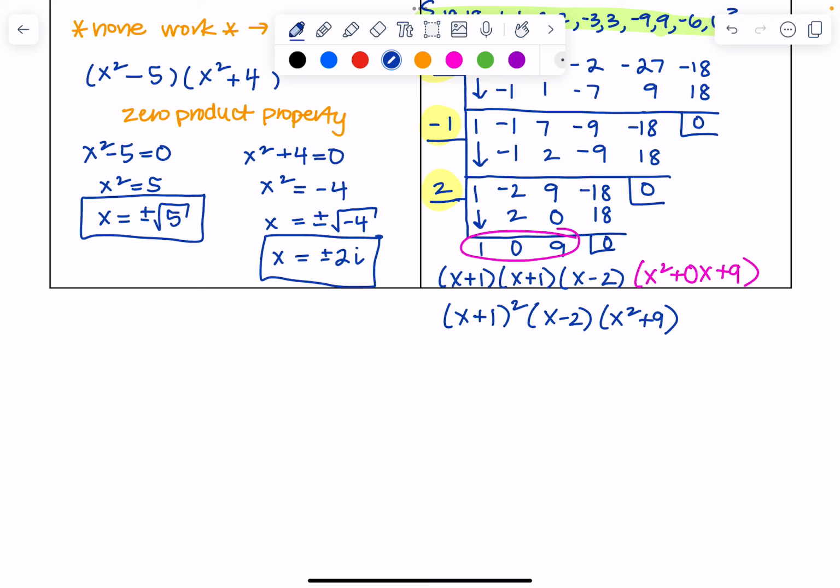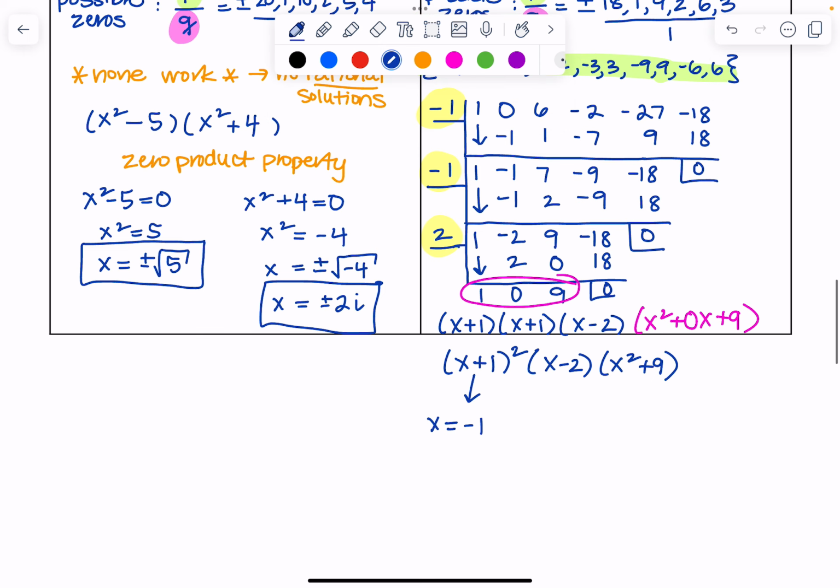So if we need all the zeros from here, this one's pretty self-explanatory. This one is going to be x equals -1, which makes sense because that's what we were using for synthetic division. For this one, same thing. We've got x equals 2. Oh, don't forget here, this is multiplicity 2 too, because it happens twice.